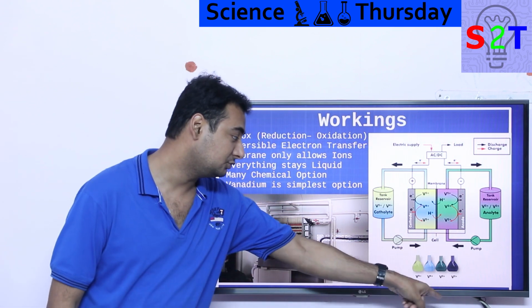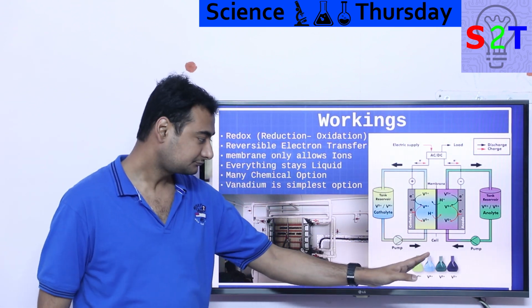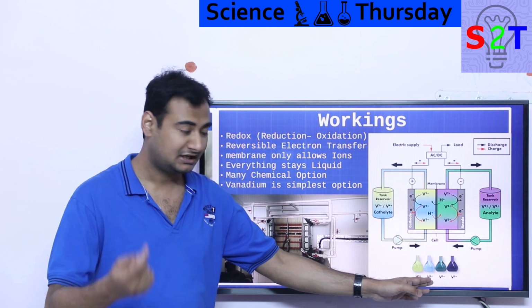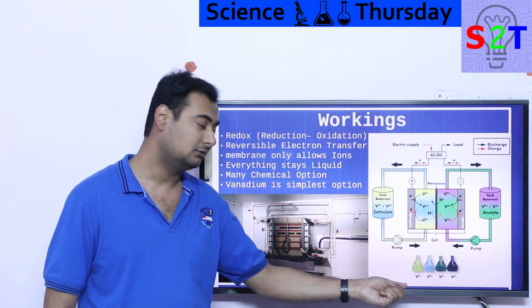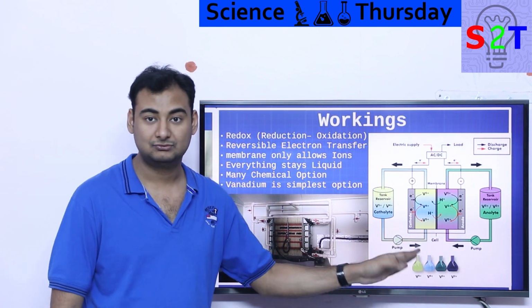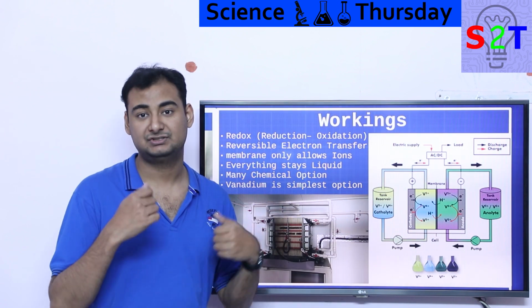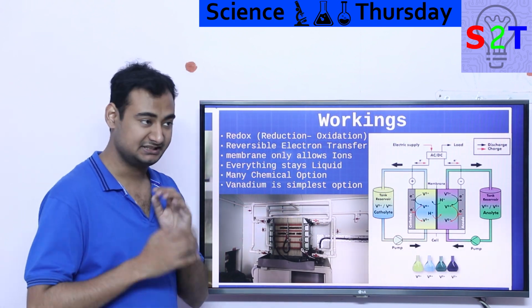That's all happening. Basically 2 is going to 3 when it's discharging, and in charge state it is going from 3 to 2. 4 is doing the same. Basically 5 to 4 is discharging, 4 to 5 is charging. That's all that is happening, basically electron transfer.